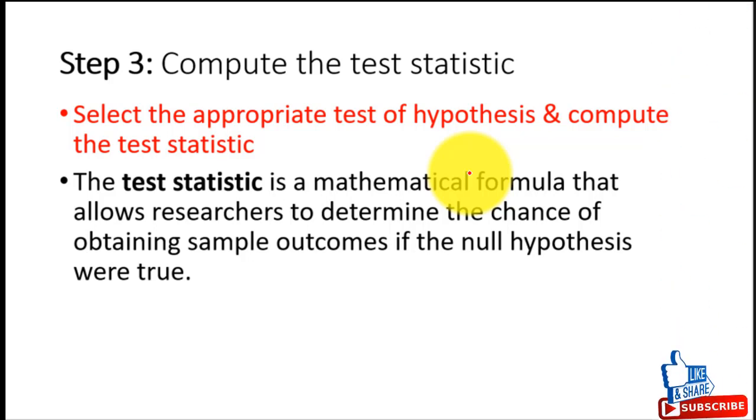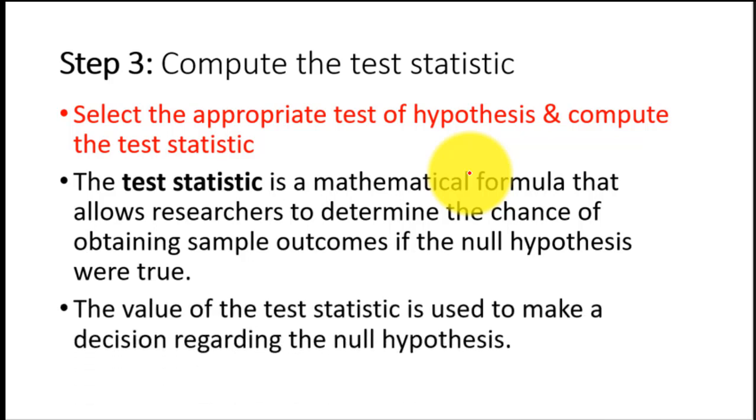The test statistics is a mathematical formula that allows the researchers to determine the chance of obtaining the sample outcomes if the null hypothesis were true. Suppose, in our example, we measure the sample mean equal to 4 hours per week that children watch TV. To make a decision, we need to evaluate how likely this sample mean is if the population mean stated by the null hypothesis, that is 3 hours per week, is true. We use this test statistics to determine this likelihood. It is used to make a decision regarding the null hypothesis.